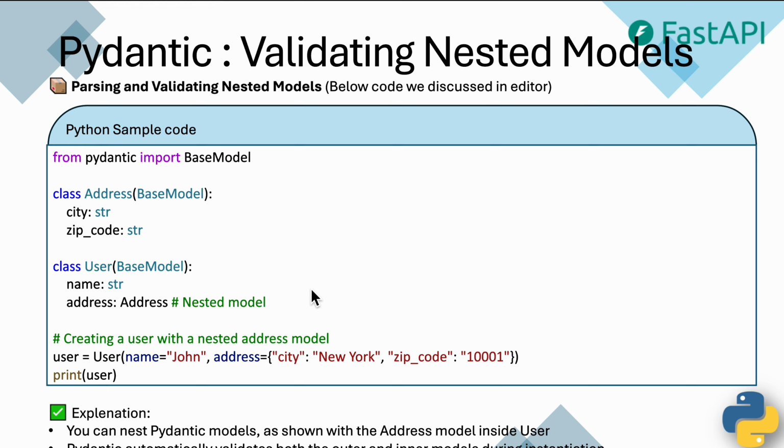Pydantic validating nested models. Parsing and validating nested models. Below code we discussed in editor. Explanation: you can nest Pydantic models as shown with the address model inside user. Pydantic automatically validates both the outer and inner models during instantiation.